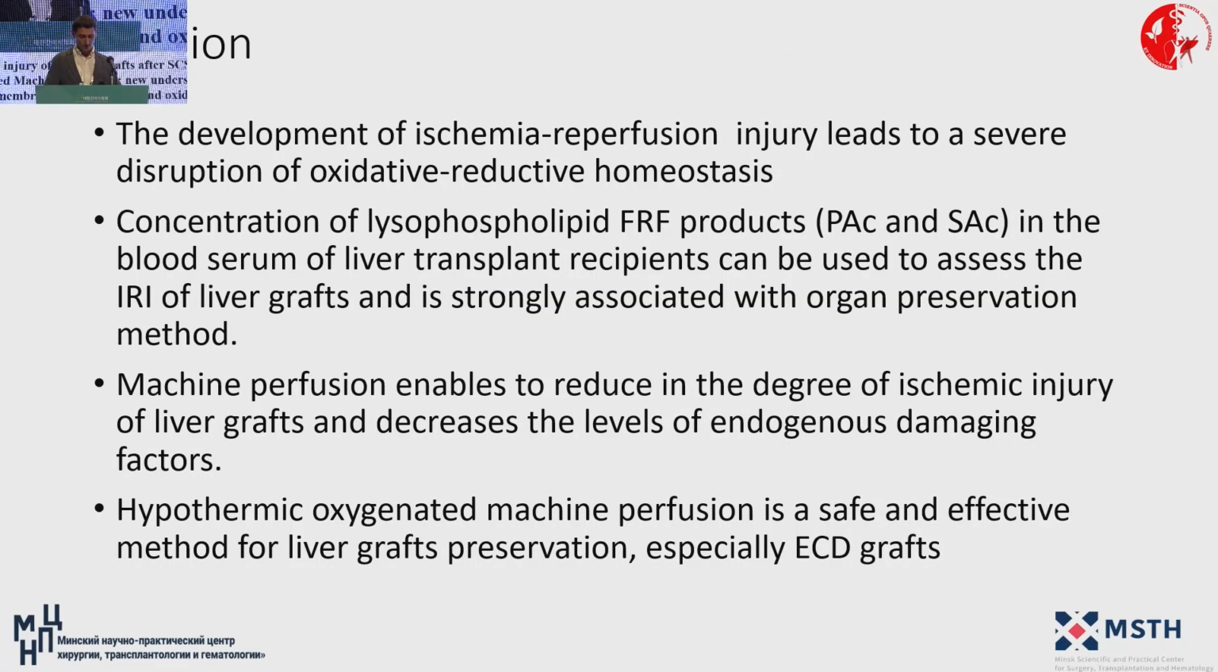So as a conclusion, I would like to say that development of ischemic-reperfusion injury leads to severe disruption of oxidative-reductive homeostasis. The concentration of lysophospholipid fragmentation products in blood serum of liver transplant recipients can be used to assess ischemic-reperfusion injury of liver grafts and is strongly associated with preservation method. Machine perfusion enables reducing the degree of ischemic injury of the liver graft and decreases the level of endogenous damaging factors. And this method of preservation is safe and effective for liver graft preservation, especially in extended criteria donors.